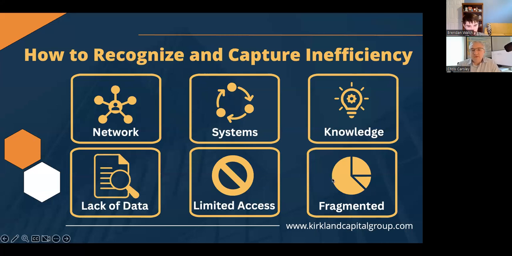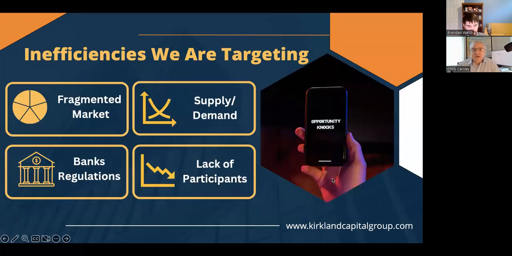Moving on, next slide. We talked a little bit about this, so we don't have to go into it. We're obviously taking advantage of a fragmented market. We've got lack of participants. We've got lack of data. There's a supply and demand imbalance, more so now than you've ever seen in the microbalance real estate bridge financing. Almost any private debt, these inefficiencies would now apply.